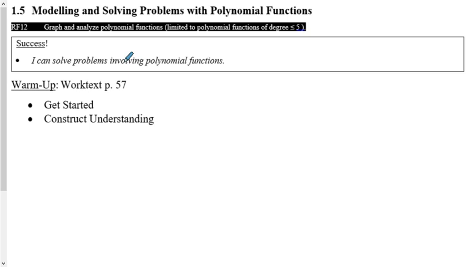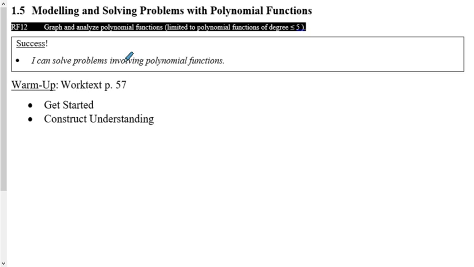This is Math 30-1, and we are in Chapter 1, where we have been learning about polynomial functions. And we have reached the final lesson in the chapter. 1.5 looks at applications, so modeling and solving problems with polynomial functions.